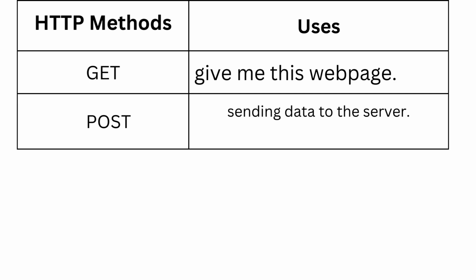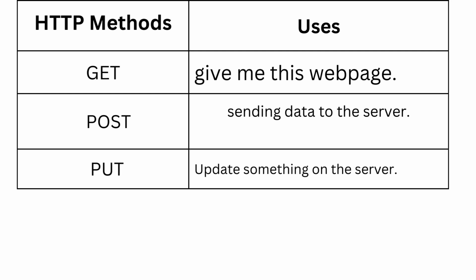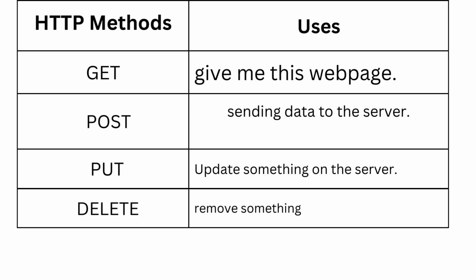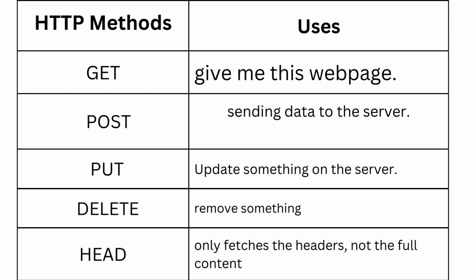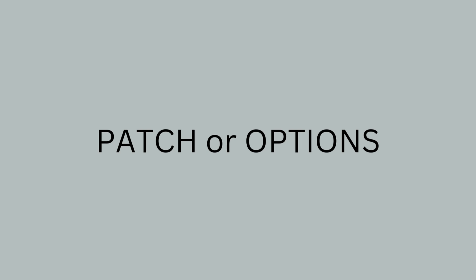POST, this one's for sending data to the server, like submitting a form with your name and email. PUT, used to update something on the server, like editing a blog post. DELETE, pretty self-explanatory. It asks the server to remove something. HEAD, similar to GET, but it only fetches the headers, not the full content, handy for checking metadata. There are others too, like PATCH or OPTIONS, but these are the stars of the show. Every time you interact with a website, these methods are quietly doing the heavy lifting.